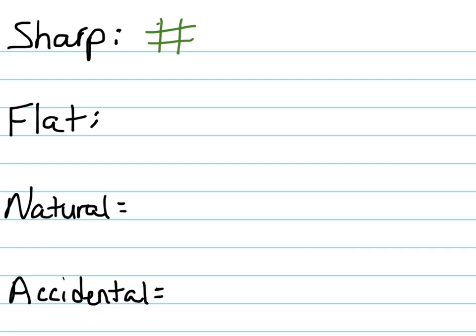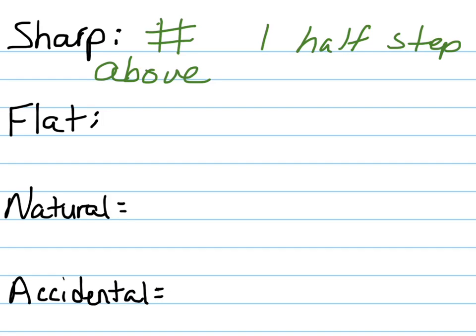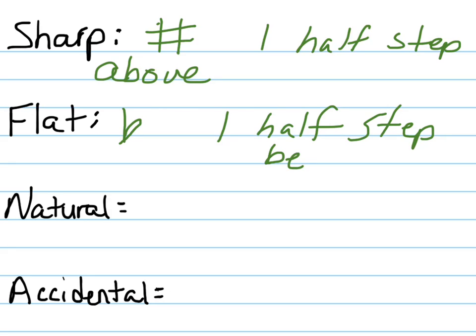Okay, a sharp, that's the symbol. And it is one half step above, and then the flat looks like a crushed b. One half step below, B flat. And the natural is square.